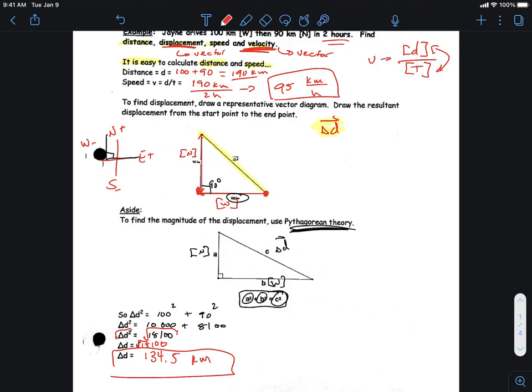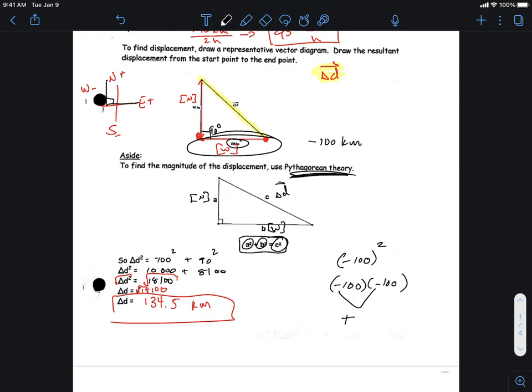Okay. So, yes, it is 134.5. Thanks, Jagger. Isn't it negative? Good question. I know what Elizabeth is referring to. She's talking about the fact that in the west direction, yes, she did travel negative 100 kilometers. That's right. Let me just highlight this because this is going to come up as well. If we were to throw in the negative 100 and I square it, negative 100 times negative 100, the negatives are going to cancel. You multiply two negatives together, you're still going to get positive 10,000.